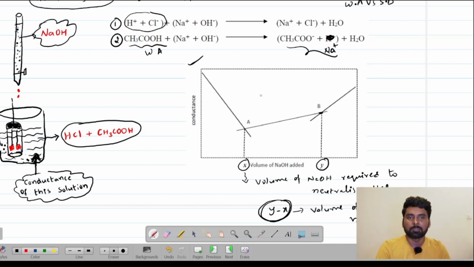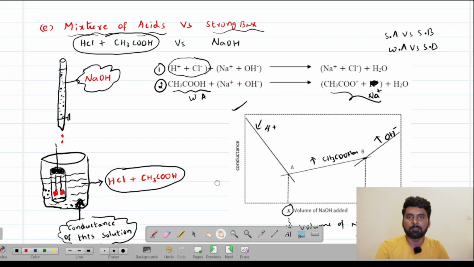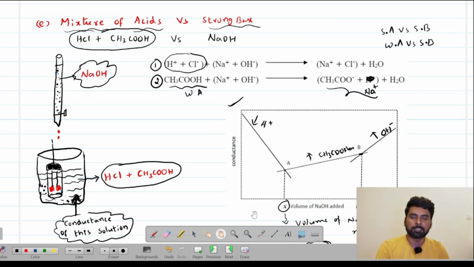Okay, so this is due to decrease in H plus ions, and this is due to increase in concentration of sodium acetate, CH3COONa, and this is due to increase in the number of OH minus ions. Okay, that's why that is happening like that. This is the titration of a mixture of acids with a strong base. By this we completed acid base conductometric titrations.